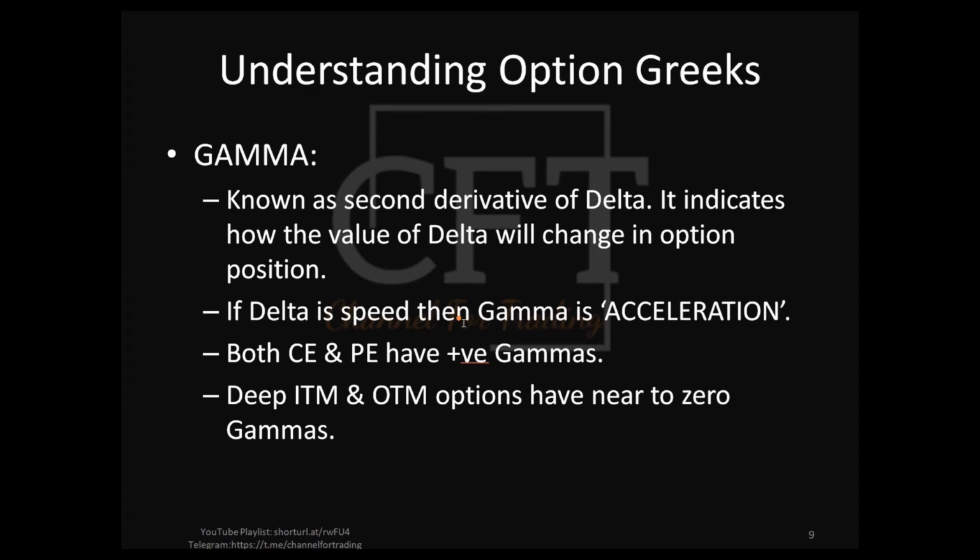Both CE and PE have positive gammas. Also, deep in the money and deep out of the money options have near 0 gamma. That is another concept when we talk about gamma. This gamma can also be considered as an early sign for the delta to take off. So keeping a watch on gamma is always a good strategy.